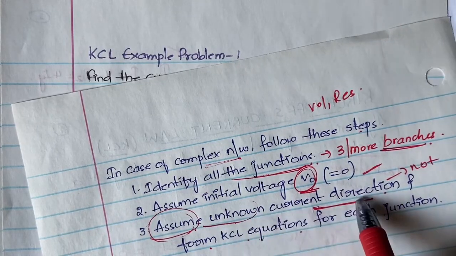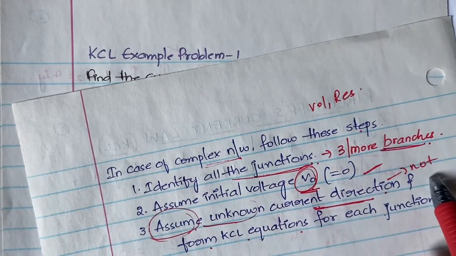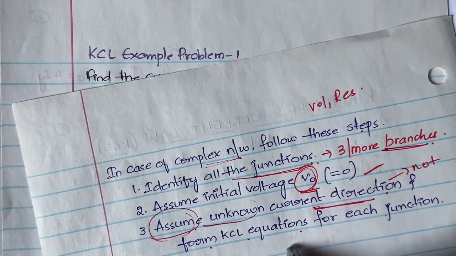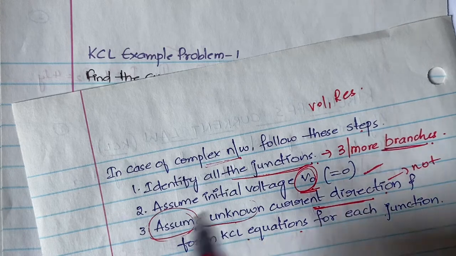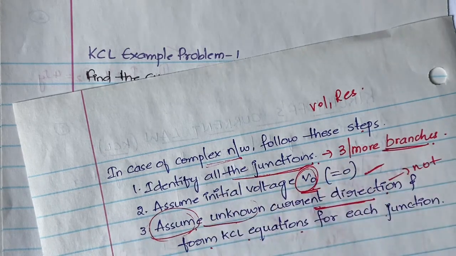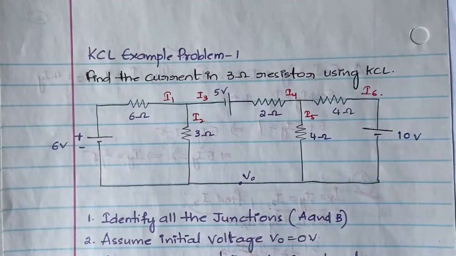Unknown current directions means, if the direction of the current is not given in the circuit diagram, you have to assume it yourself. And it is always better to assume all the unknown currents in one direction only, so that there will be no confusion. I'll explain again with this problem step by step. Don't worry. First, identify all the junctions.